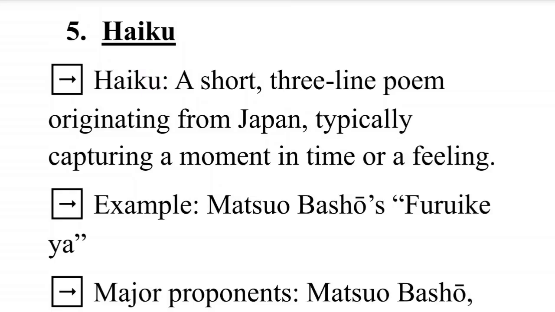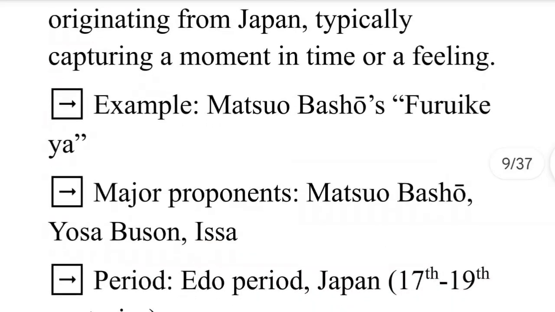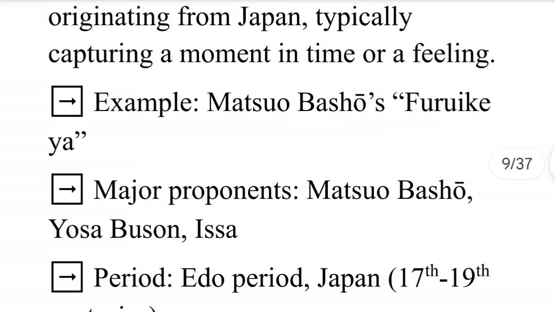Haiku originated in Japan. The example for this type and form of poetry is Matsuo Basho's Furuike ya. This is a Japanese poem which is the best example for haiku. Matsuo Basho is the famous Japanese poet. The major proponents are Matsuo Basho, Yosa Buson, and Issa. These are the major proponents of haiku.